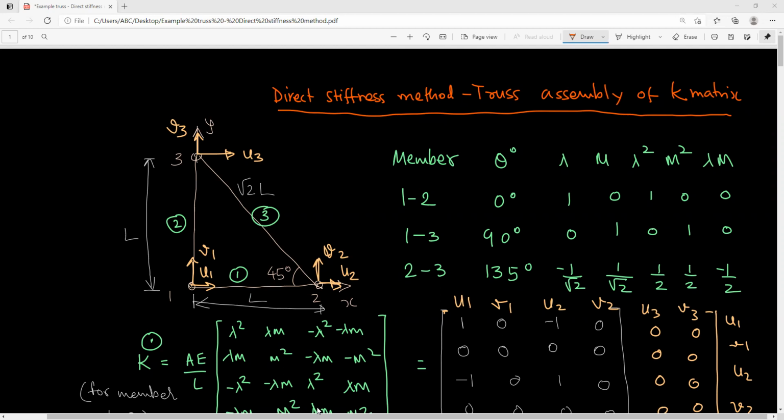Good afternoon, friends. In today's class, we will see how a truss example is solved using the direct stiffness method. You can see here the truss assembly, a simple truss having three members: 1-2, 2-3, and 1-3. The members are numbered 1, 2, and 3, and there are three nodes, 1, 2, 3.